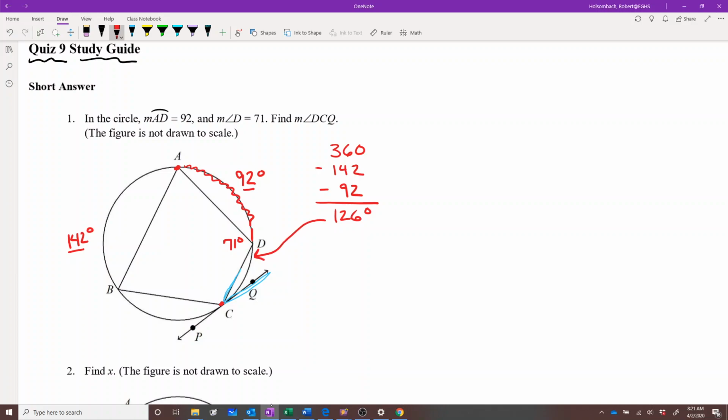Well, then the measure of angle DCQ is going to be equal to 1/2 of its intercepted arc. So 1/2 of 126 is 63 degrees.